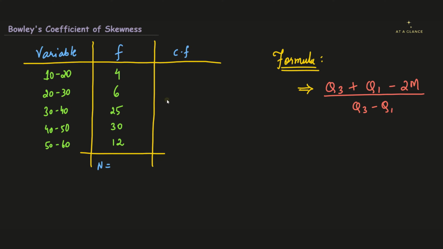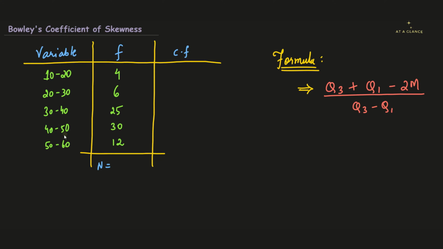In this particular video, we'll be looking into Bowley's coefficient of skewness. This is again another way to find out the measure of skewness. In the previous video, we already have seen Karl Pearson's coefficient of skewness method to find out the measure of skewness. Now in this particular video, we'll see the most important way of finding out the measure of skewness. I hope you remember the definition of skewness.